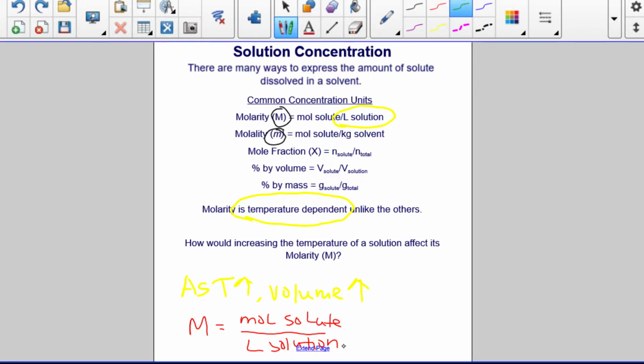If we increase the volume by increasing the temperature, that's making the bottom of this fraction bigger, which means that the molarity will decrease. So as temperature increases, molarity decreases, and the opposite is also true. As temperature decreases, molarity increases. So we have an inverse relationship between molarity and temperature.